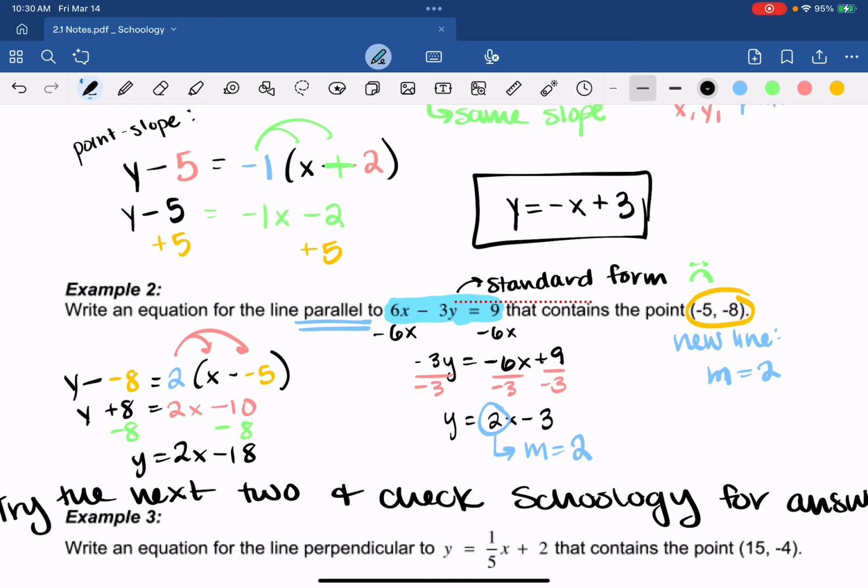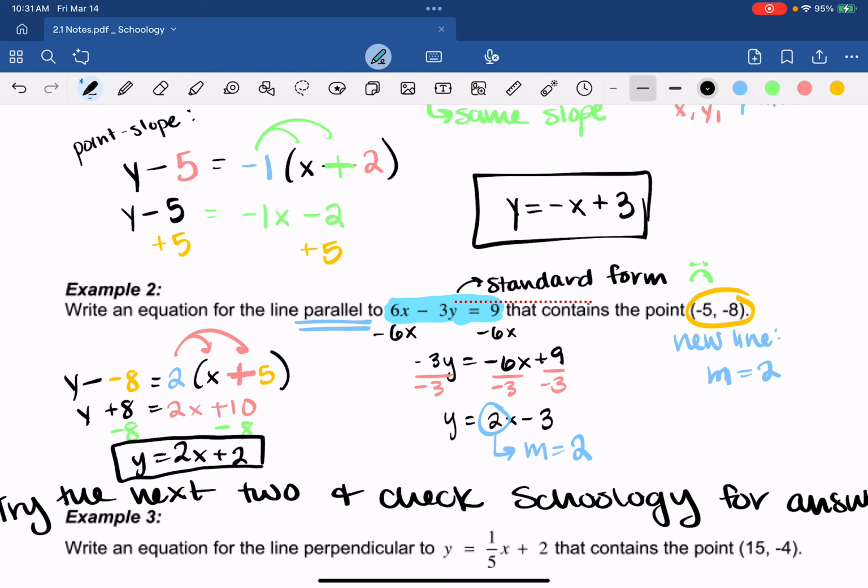Something went wrong. Hold on. Oh, this should be a plus. Sorry. This turns into a plus. So my y-intercept here should be a positive 2. There you go. That's better. Yep. 2x plus 2.